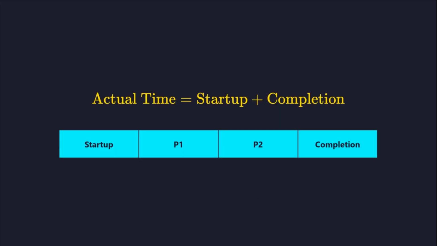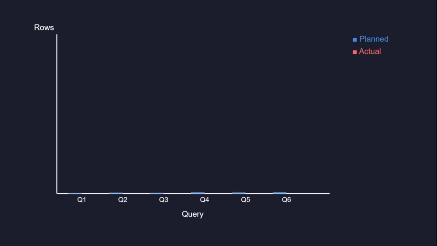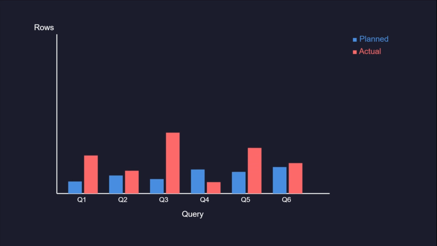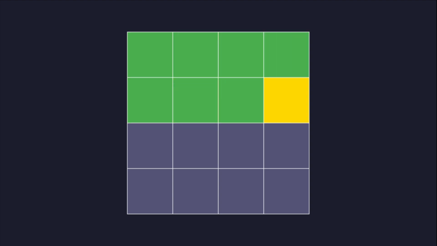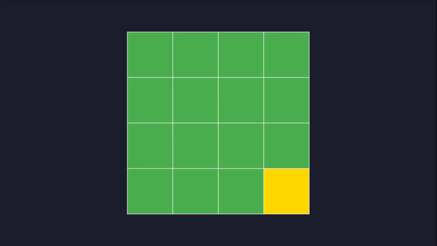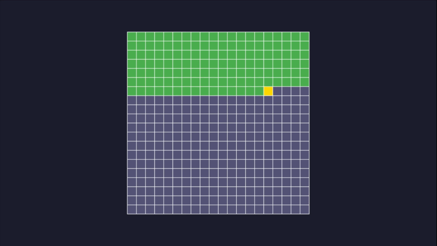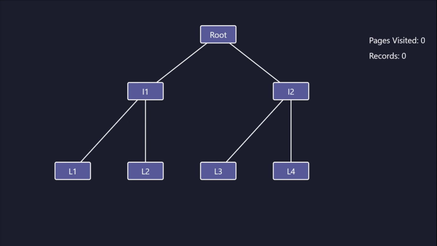Actual time shows the startup and total completion time in milliseconds. Use this to find exactly where the execution pipeline stalls first. Massive differences between planned rows and actual rows indicate that the optimizer lacks fresh statistics or has misunderstood data correlations. Sequential scans read every page from the disk. This is efficient for small tables, but creates massive bottlenecks when scanning millions of irrelevant records.